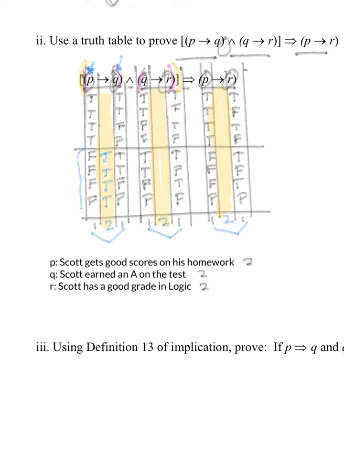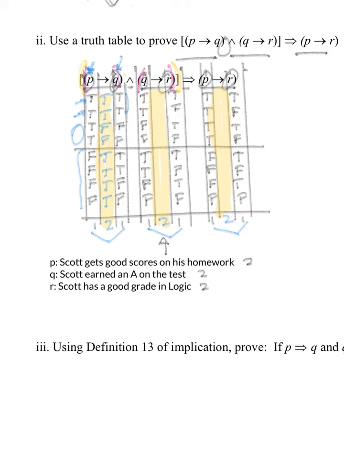Now, here, the antecedent is true, so that's going to be true, because the consequent is true. These two are the ones where the antecedent is true, but the consequent is false. So these are going to be false. So we move to this column now.